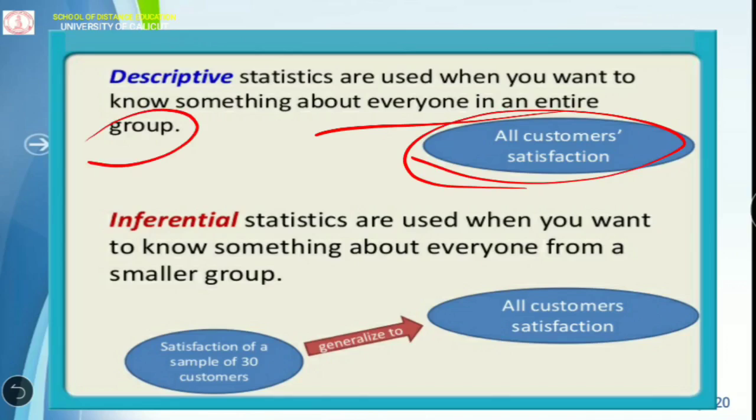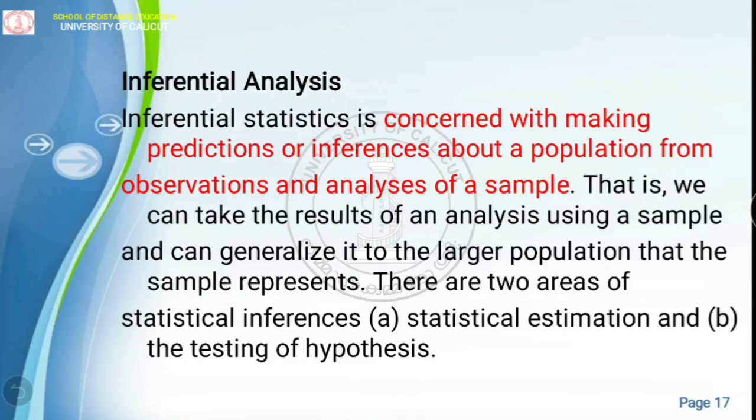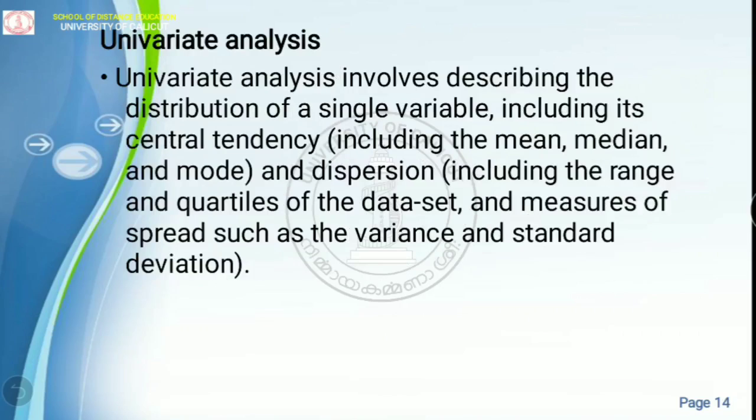Inferential analysis or statistics are used when you want to know something about everyone from a smaller group. Descriptive analysis, on the other hand, uses univariate analysis and bivariate analysis.